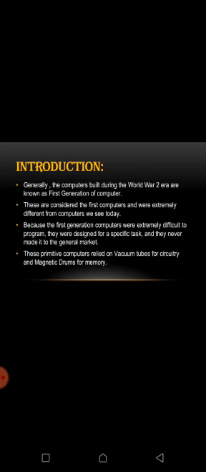So here's the introduction. The computers built during the World War II era are generally known as the first generation of computer. These are considered the first computers and are extremely different from the computers we see today. Because first generation computers were extremely difficult to program, they were designed for a specific task and never made it to the general market. These primitive computers relied on vacuum tubes for circuitry and magnetic drums for their memory. Circuitry is the different circuits that perform particular functions.